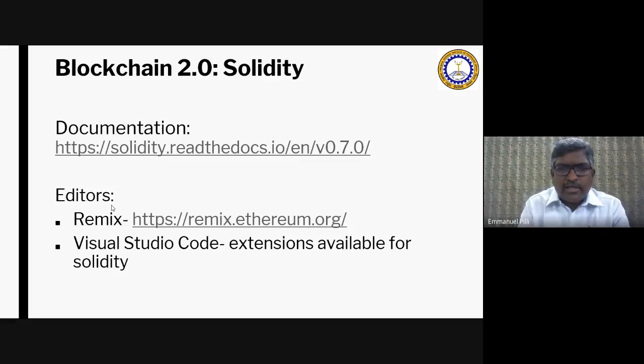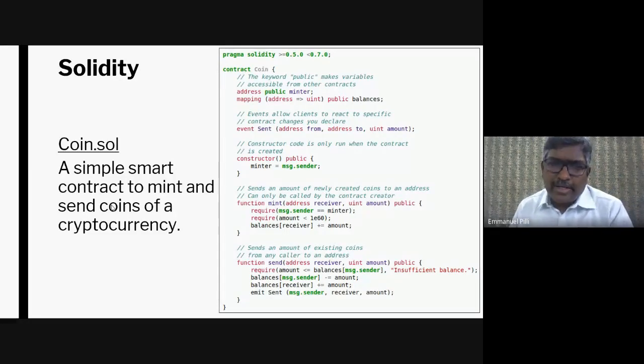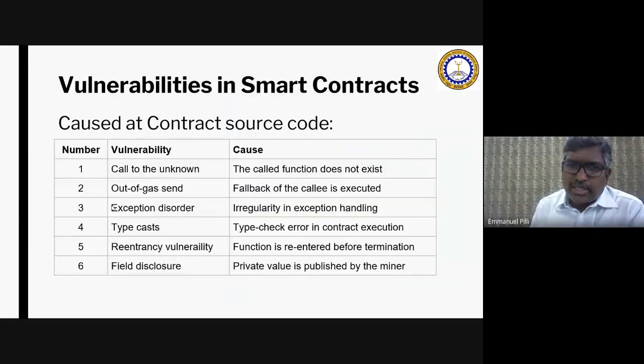So Remix is an editor, and then you can code it in Visual Studio, that is Visual C++ or C Sharp. The Solidity code looks something similar to that, right? So this is how code looks like. This is a simple coin.sol, a simple smart contract to mint and send coins over cryptocurrency. So this is how the Solidity code looks like. It's not that difficult, maybe looking like Python and C++, you can get that.